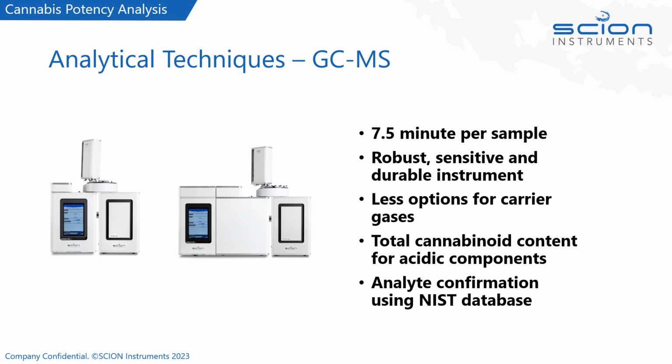We do have less options for carrier gas when using MS. Helium is the preferred option. It can be used with hydrogen also, but there are some further difficulties with this. Again, for the acidic cannabinoids, without the additional sample preparation steps, it would need to be reported as the total cannabinoid content for these compounds.